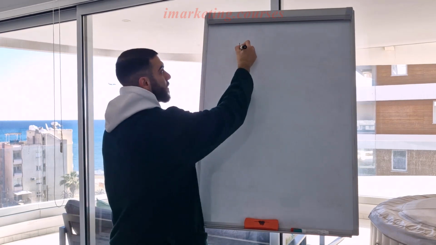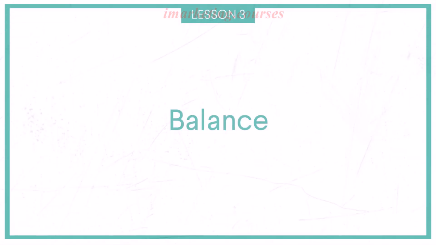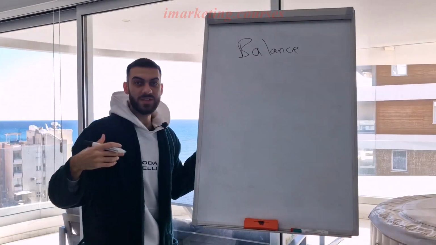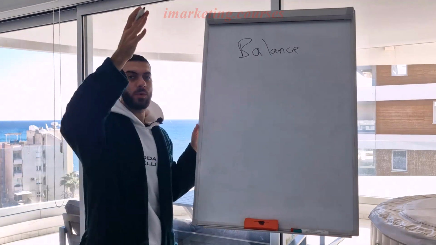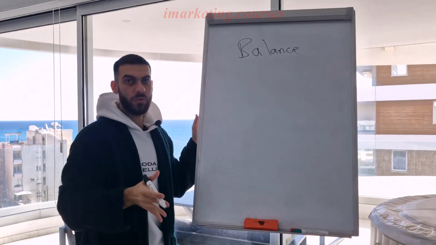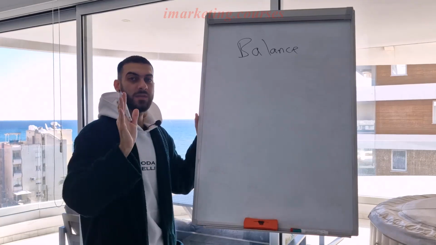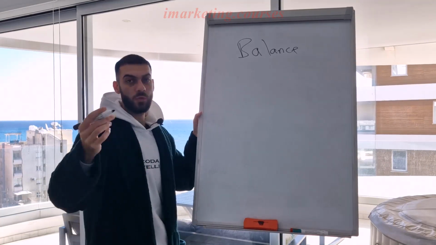The first thing we're going to talk about is balance. What do I mean by balance? When you're designing something, if you can put a line in the middle of your book cover, then you can see if your book cover is balanced. So what do I mean by this?